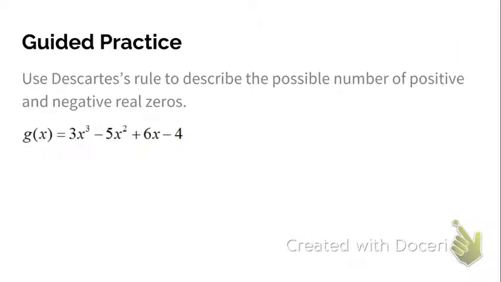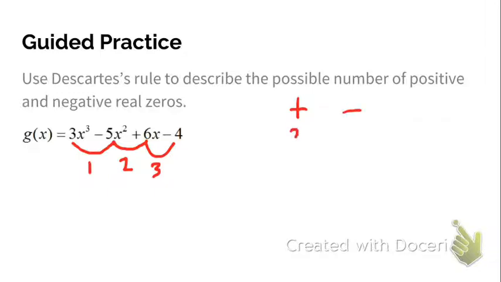So let's do another example. Same thing. Let's look at g of x. The number of sign changes in g of x: we have one right there, a second one right there, and a third one right there. So the number of positive real zeros, we're going to make a little chart. Positive real zeros and then negative real zeros.